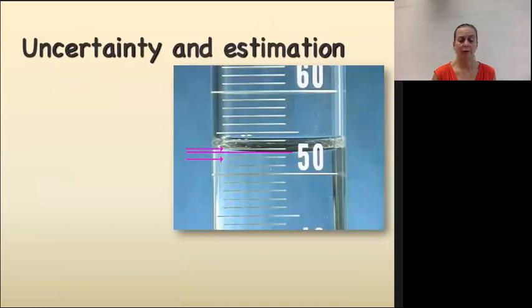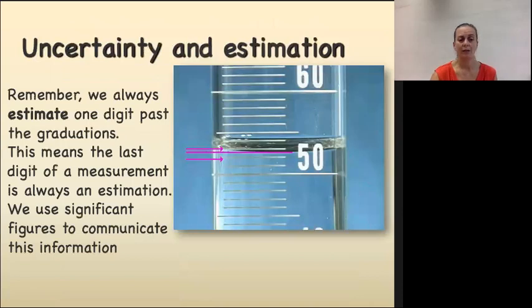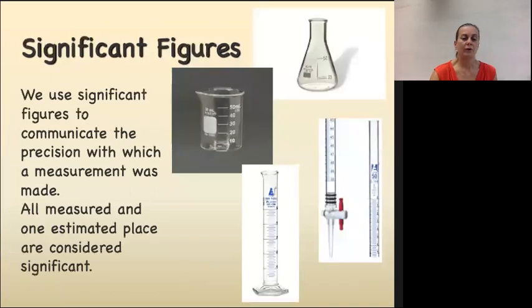And we remember from our discussion about how we measure things that we are always going to estimate one digit past the graduation. So that means the last digit of any measurement is always an estimation. And we're going to use these things called significant figures to communicate that information. So we're using those significant figures to communicate the precision with which a measurement was made. All of our measured numbers and one estimated place are considered to be significant.